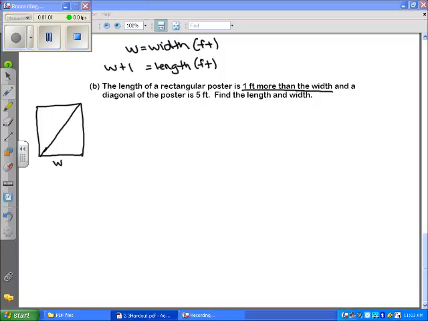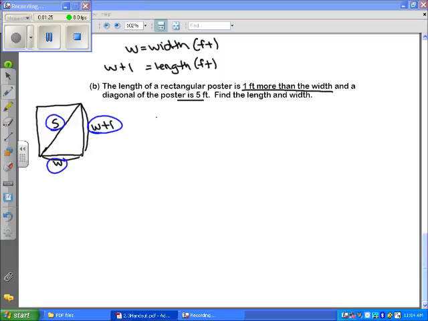So this is a length, so this would be the length right here. This is a width. It also says that it has a diagonal of 5 feet, so that'd be this length right here. That's a diagonal. So they want us to find the length and the width. So what we're going to do is use the Pythagorean theorem. This squared plus this squared is equal to 5 squared. So let's go ahead and write that down.